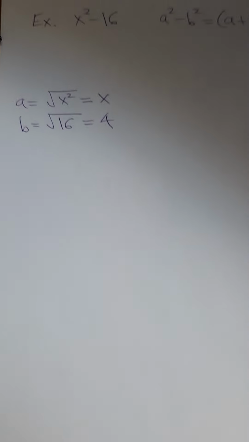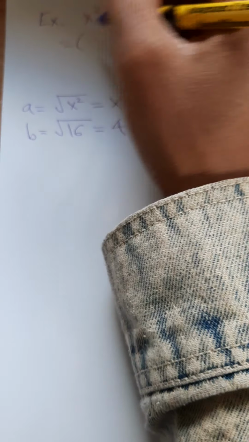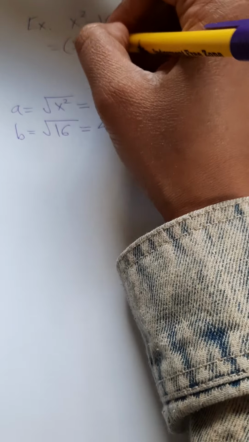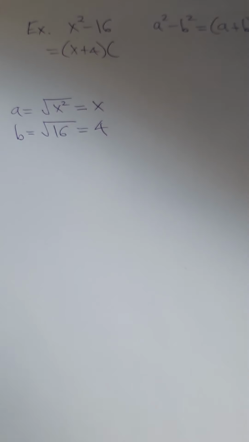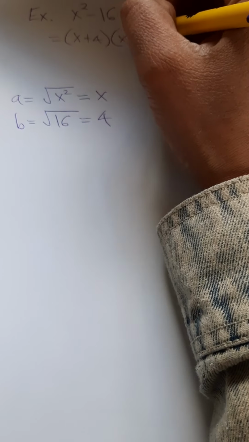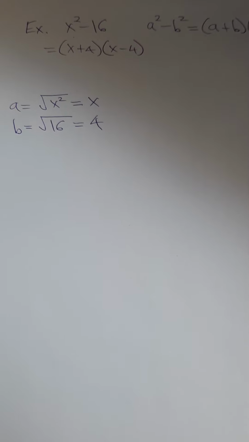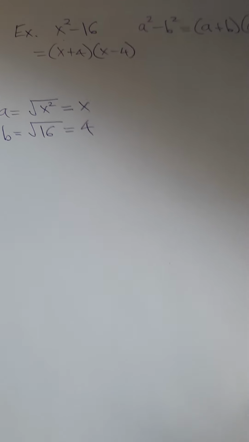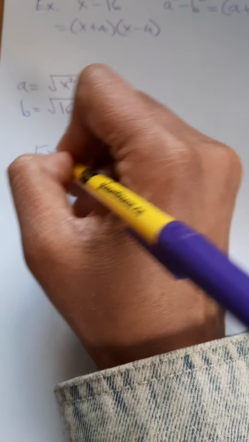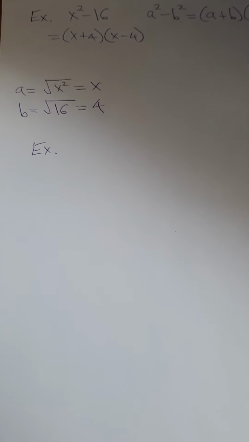Because I have my a and b values here, I can just write my factors out. The first factor is going to be a plus b, so I'm going to do x plus 4. And my second factor here is a minus b, so I'm going to do x minus 4. And this is your final answer. Guys, it's very simple. Again, for a difference of squares, I do not need to show my work here. I can just write out the factors, just like if it's a simple trinomial. You don't need to show your work for that.